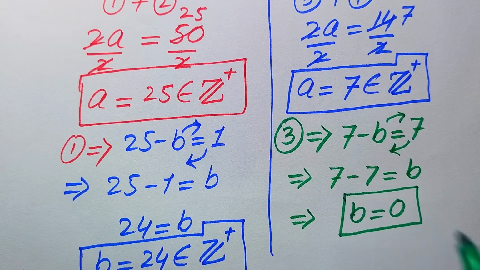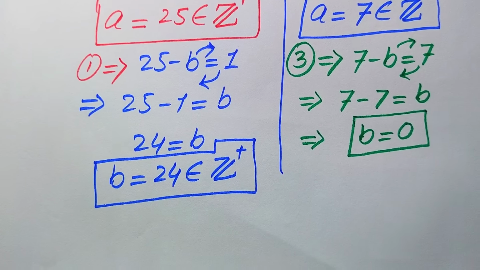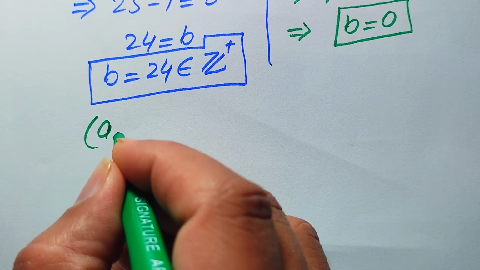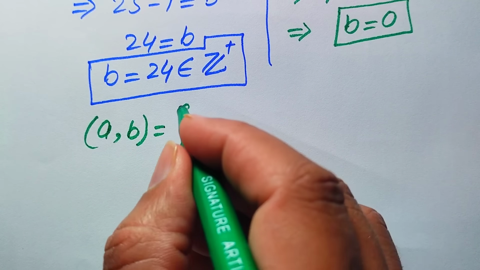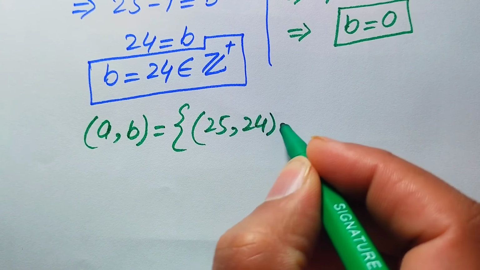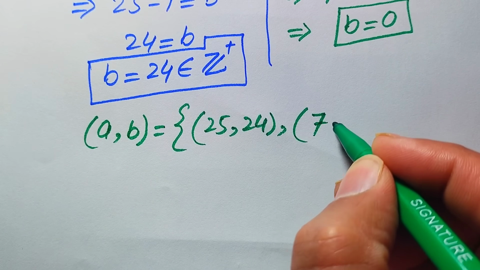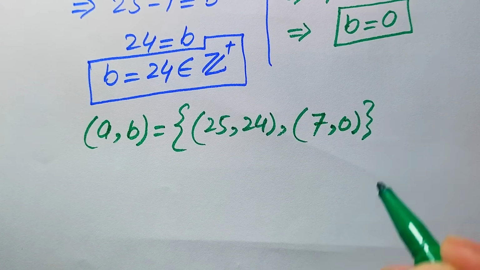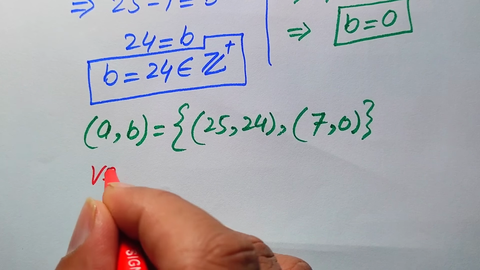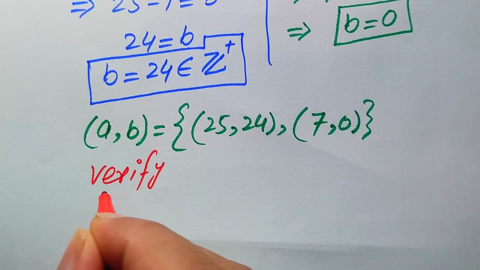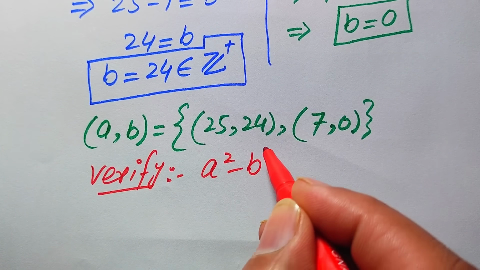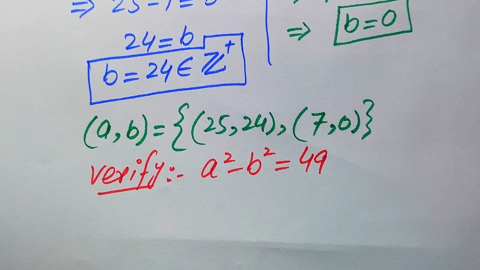This is the value of b, and finally we obtain that there are two solutions of the given equation, and these two solutions a, b are: the first solution is 25 and 24, and the second solution is 7 and 0. So here we need to verify both of these two roots, and we check whether these two roots are solutions or extraneous roots. So for verification we need to copy down the given question statement. Here it is a square minus b square equals 49.